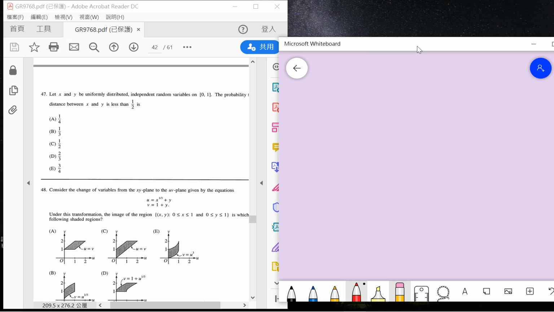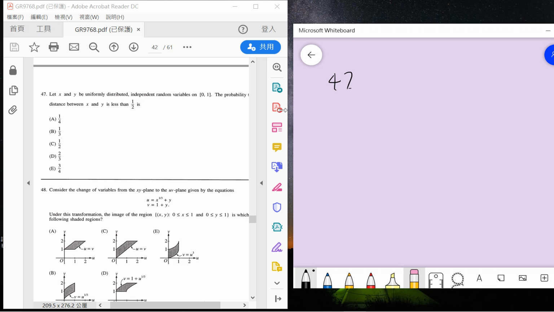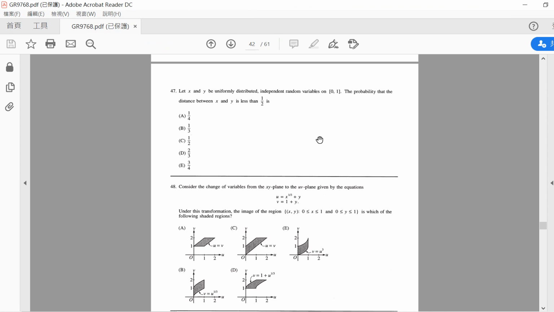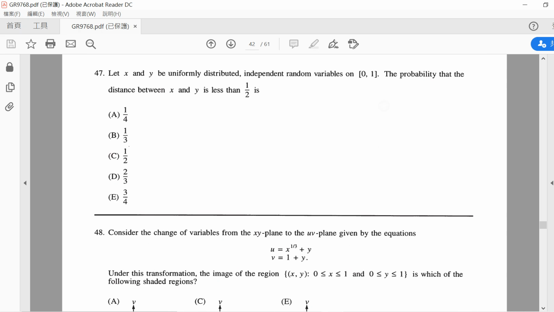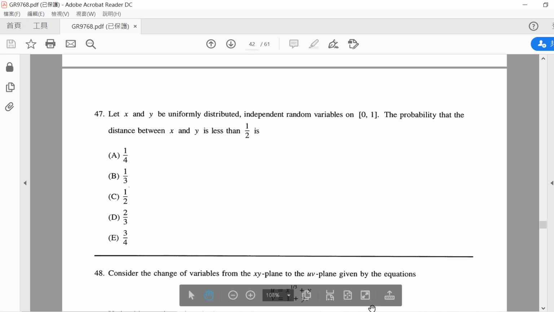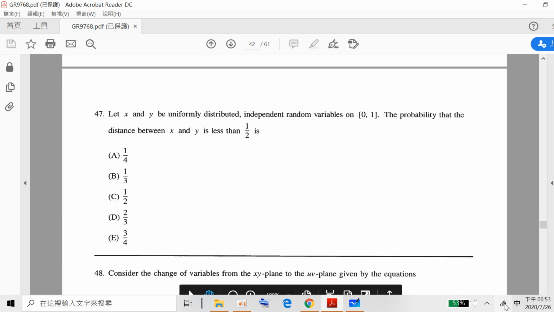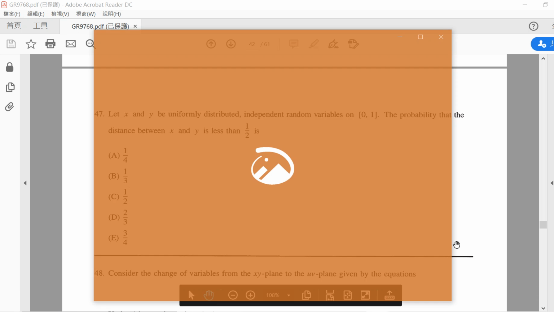Welcome, guys. So 47 is what we want to solve today. But I got this problem is simple, so let me just take a picture and solve it.